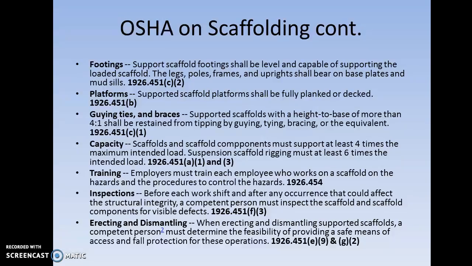Training. Employers must train each employee who works on the scaffold on the hazards and the procedures to control the hazards. Inspections. Before each work shift and after any occurrence that could affect the structural integrity, a competent person must inspect the scaffold and scaffold components for visible defects. Erecting and dismantling. When erecting and dismantling supported scaffolds, a competent person must determine the feasibility of providing a safe means of access and fall protection for these operations.